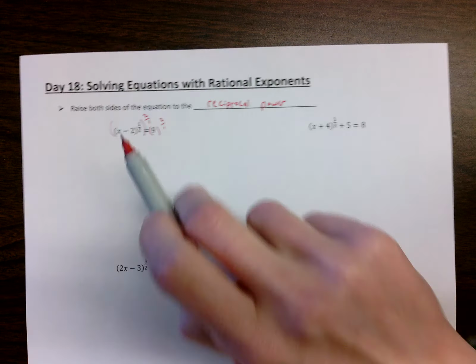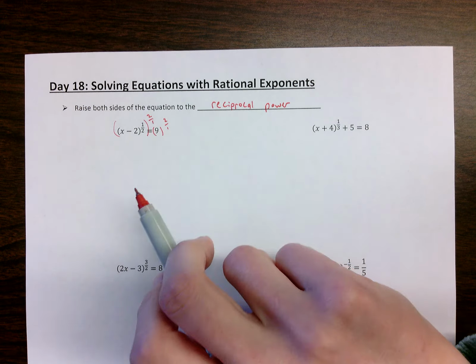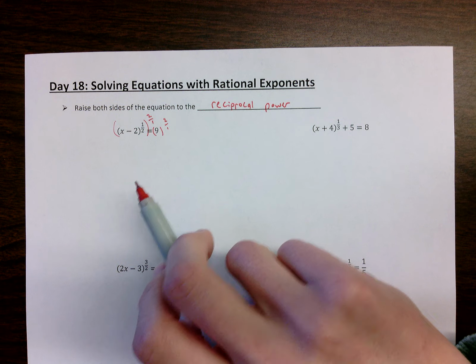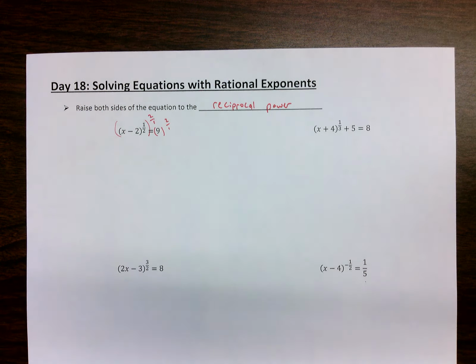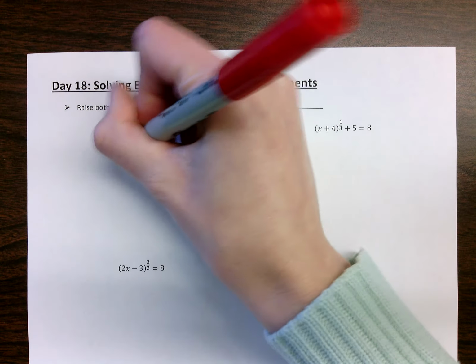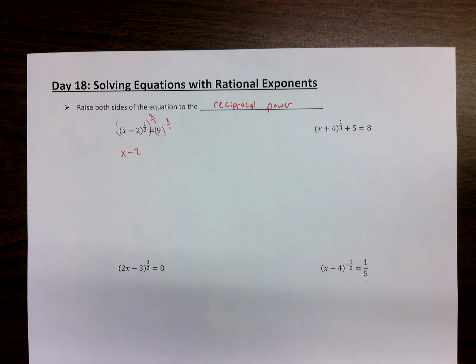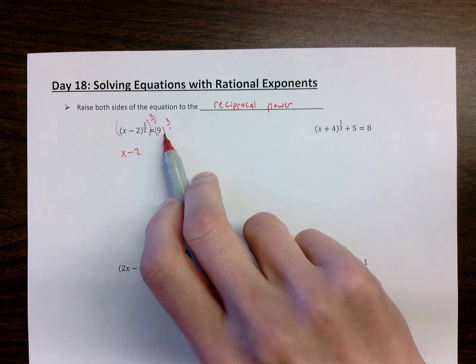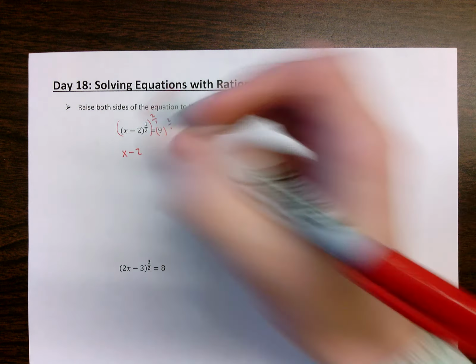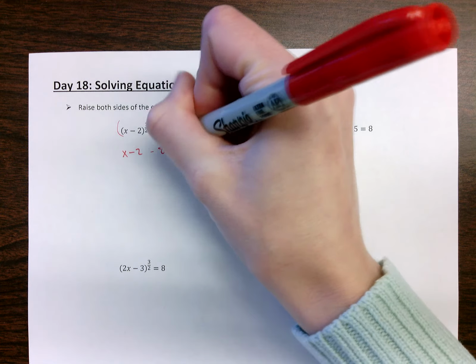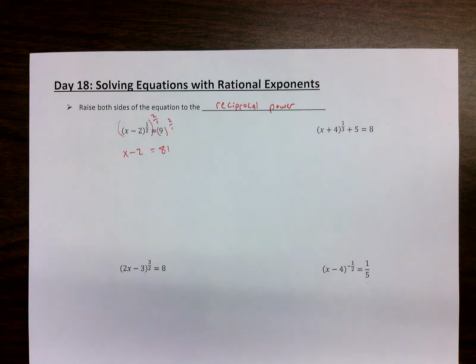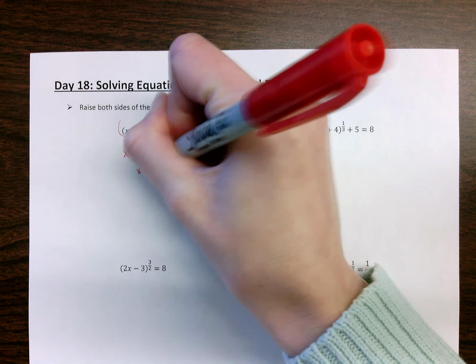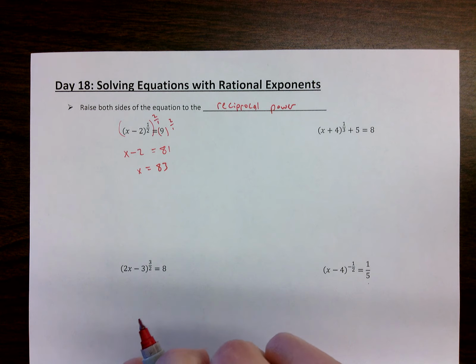So on this one, we can multiply 1/2 times 2 over 1, which is just 1. So it essentially cancels out that exponent and leaves me with just x minus 2. And then on this side, 2 over 1 is just 2, so that's just 9 squared, right? So that equals 81. And then I can solve that, get x equals 83.